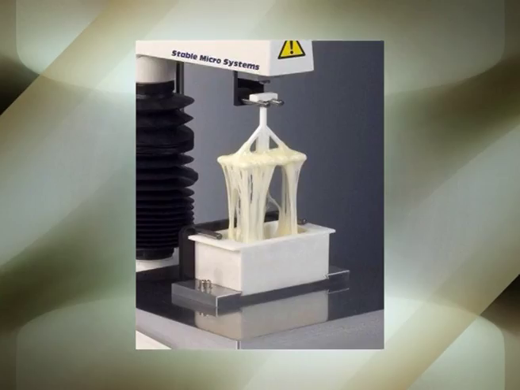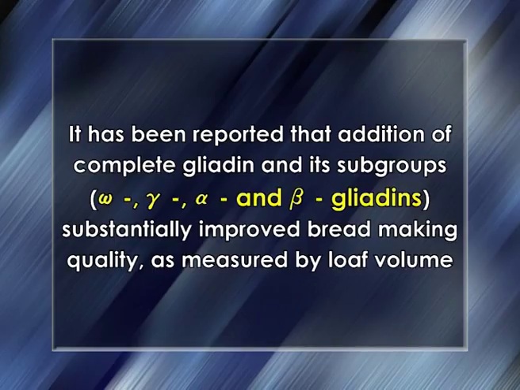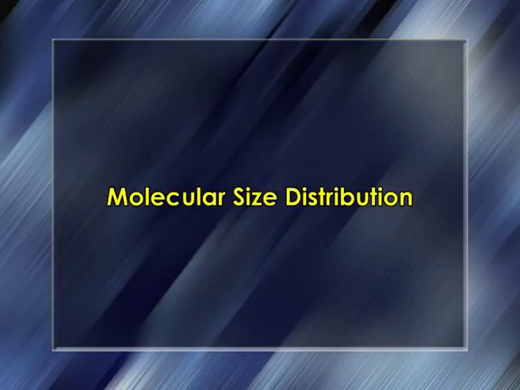The technological significance of gliadin and glutenin in bread making has been attributed to their contribution to dough extensibility and elasticity respectively. It has been reported that the addition of complete gliadin and its subgroups substantially improved bread making quality as measured by loaf volume. Molecular size distribution. Molecular size distribution has been considered another important factor in relation to functional properties of flour.